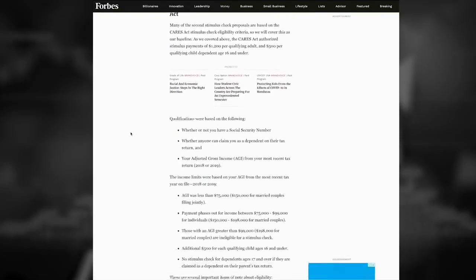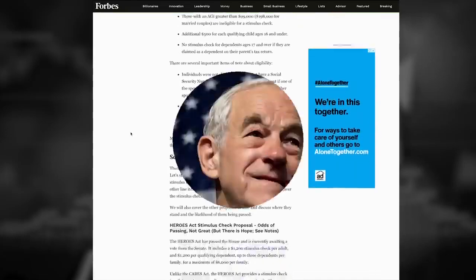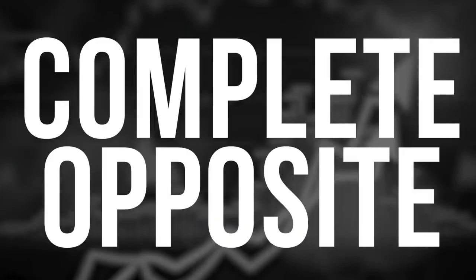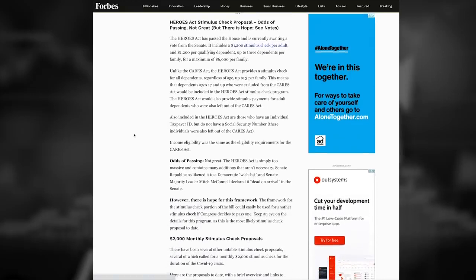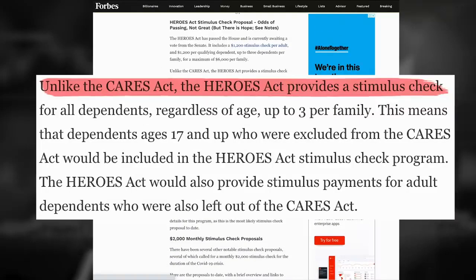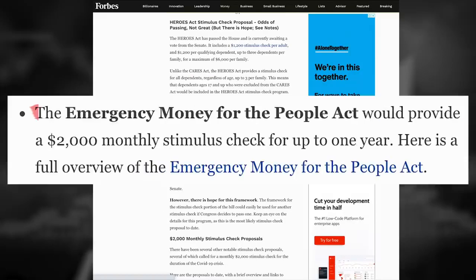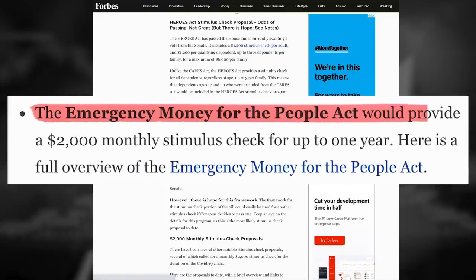And it's just unbelievable how these things are named, isn't it? It just goes back to what Ron Paul always said. You look at what the name of a government program is, and the actual effect will be the complete opposite when it's put into practice. But I digress. Going back to this article, unlike the CARES Act, the HEROES Act provides a stimulus check for all dependents regardless of age. So we start there, but of course it gets a whole heck of a lot better when we get into some of the other proposals, such as the Emergency Money for the People Act that would provide $2,000 a month for up to 1 year.